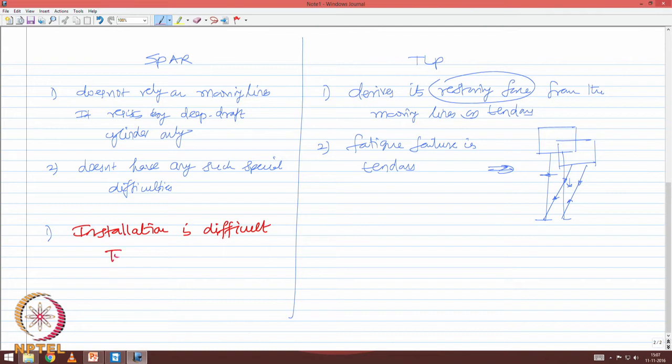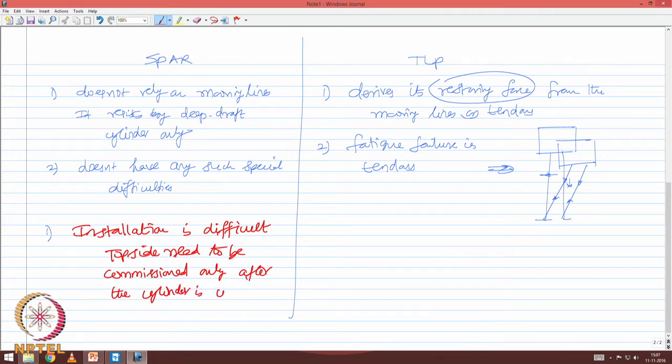Because the top side needs to be assembled, let us say commissioned, only after the cylinder is appended, whereas no such issues are there for a TLP.